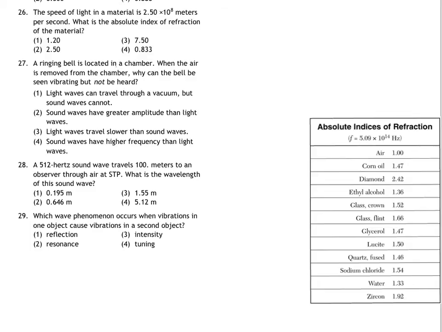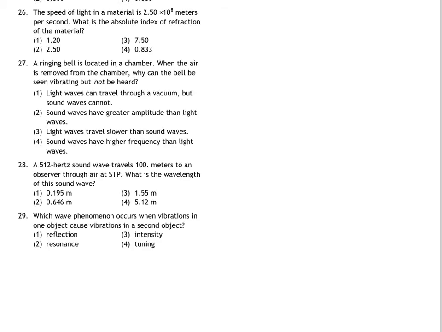All right, number 26. The speed of light in a material is 2.5 by 10 to the 8th meters per second. What is the absolute index of refraction of the material? So we can use the equation n equals c over v to discover this. The absolute index of refraction is n, so we don't need to rearrange. c is the speed of light in a vacuum, which is 3 by 10 to the 8th meters per second, and v is the speed of light in that medium, which in this case is 2.50 by 10 to the 8th. The 10 to the 8 part cancels, and this ends up being 3 over 2.5, which is 1.2. So my answer, again, is 1.